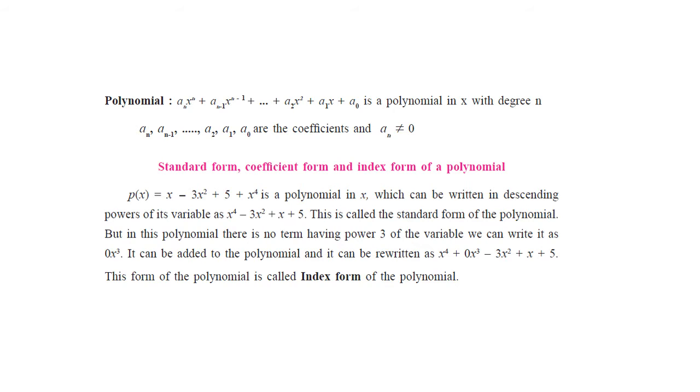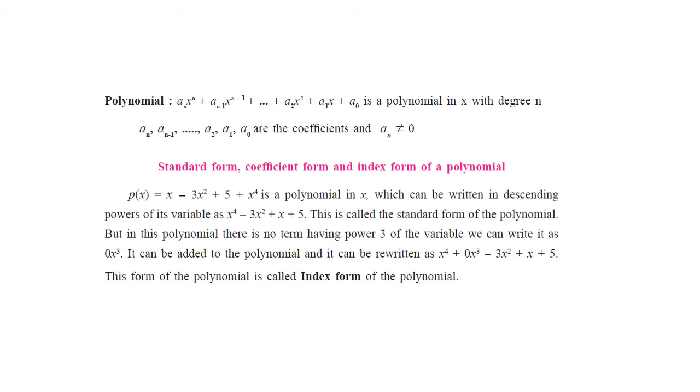Standard form of the polynomial. Over here you can see the polynomial of variable x with degree n. It is written as an x raised to n, an minus 1 x raised to n minus 1, up to a2 x raised to 2, a1 x plus a naught. Here an minus 1, a2, a1, a naught are the coefficients, and an is not equal to 0. Now let's see the standard form, coefficient form and index form of the polynomial.